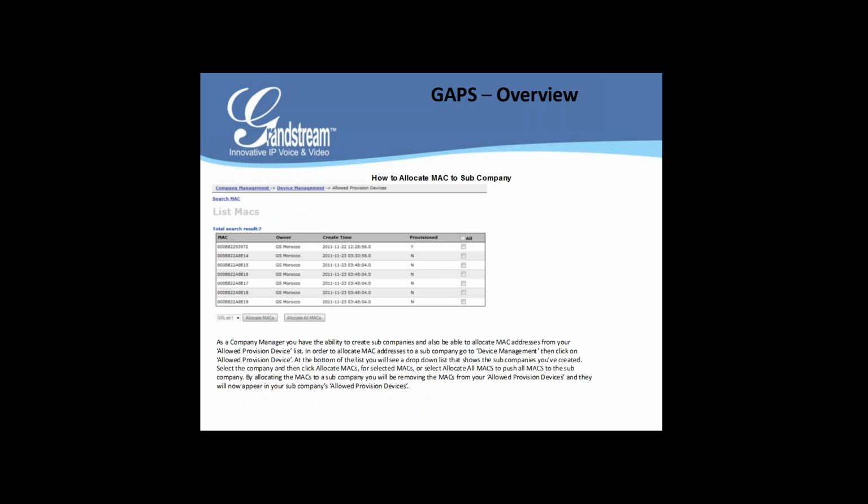And here you can see the, actually I already covered this. This is where you reallocate MAC addresses assigned to your primary company to sub-companies. So for example, Alloy, if they had another reseller underneath them, they would create a sub-account for them and then go to this page, click on all the MACs that they want to reassign, and then go to the bottom left, select the sub-account that they created, and click on Allocate MACs. And they will assign those MACs to that sub-account.